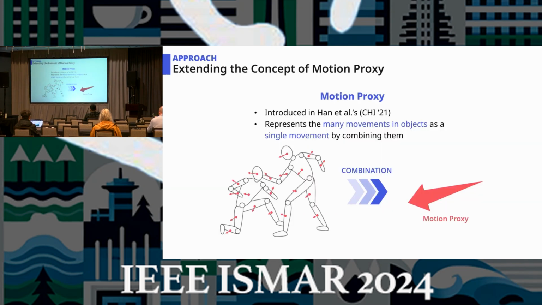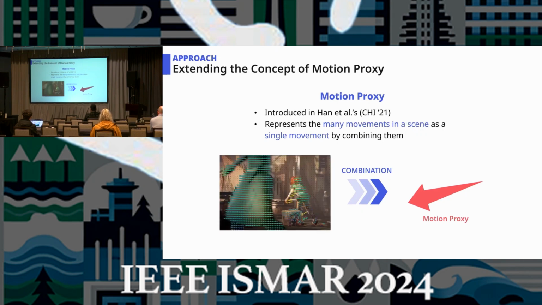In order to generate motion effects that simultaneously express multiple components, we referred to the concept of motion proxy in previous study. Here, motion proxy comprehensively expresses the movements of numerous parts of multiple objects with a single movement. We extended this concept and defined motion proxy as expressing numerous movements of scene components in a single movement, and created a motion effect generation framework based on this.